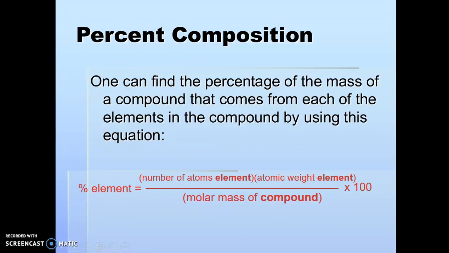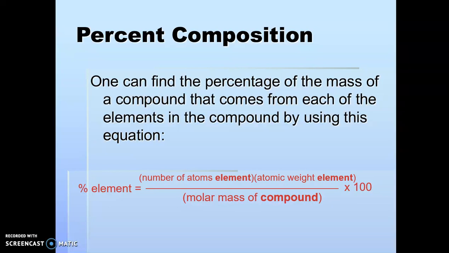All right, percent composition. You may have done this already as well. So you can find the percent of the mass of each element within a compound. You can find out what percent of that compound is made of hydrogen or what percent is carbon. Okay, and that can be helpful when you're trying to do certain experiments.